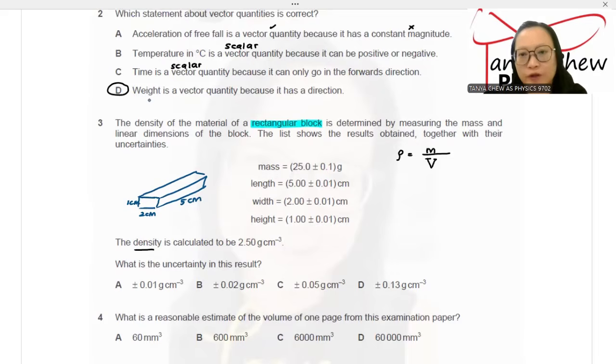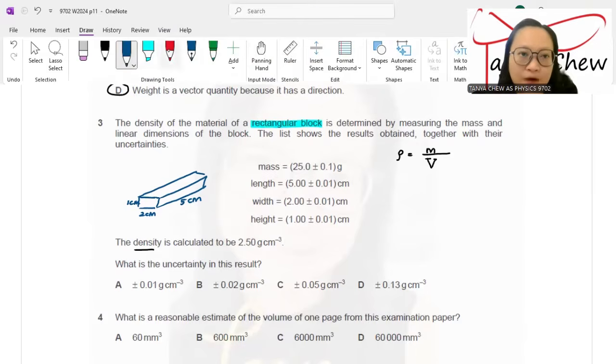So how do you find the volume of the rectangular block? You just multiply the length with the width and the height. As simple as that, right? I'm not going to change the unit cm to meter because all my units are in gram and cm cube. So I'm going to remain the units given here. Now, what is the uncertainty? The value of the density has already been given, so you do not have to calculate twice. So just look at this equation itself.